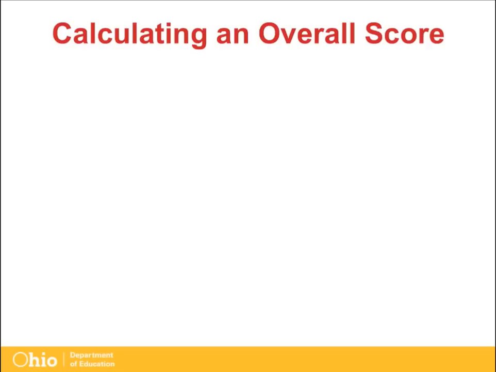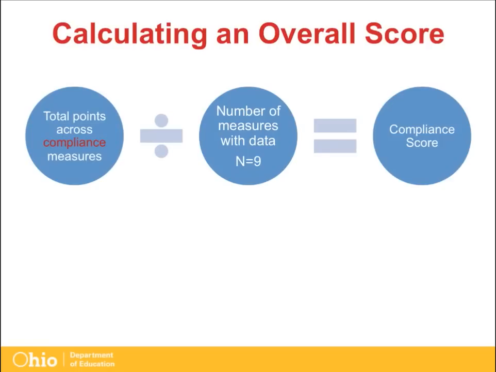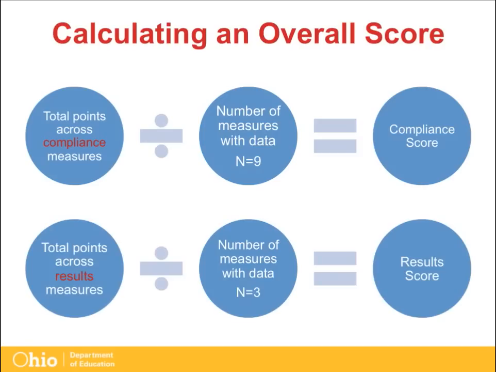Now that we've covered how points will be assigned for the results measures, let's summarize how we will arrive at an overall score. This year and next year, districts' actual ratings will be based only on compliance measures, so the first step you see will be the only one in the calculation. However, we also want to provide a projected rating so you are prepared for the impact of the results measures.